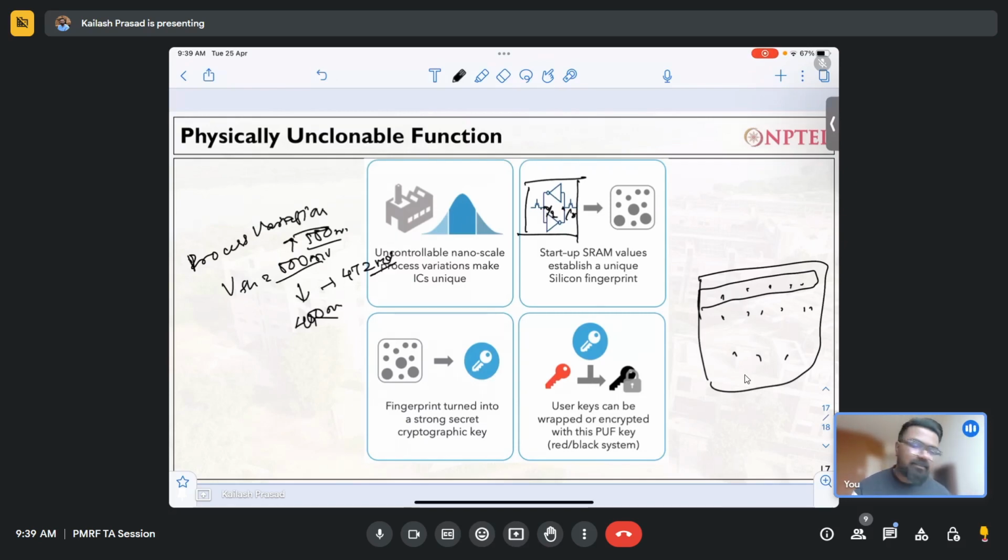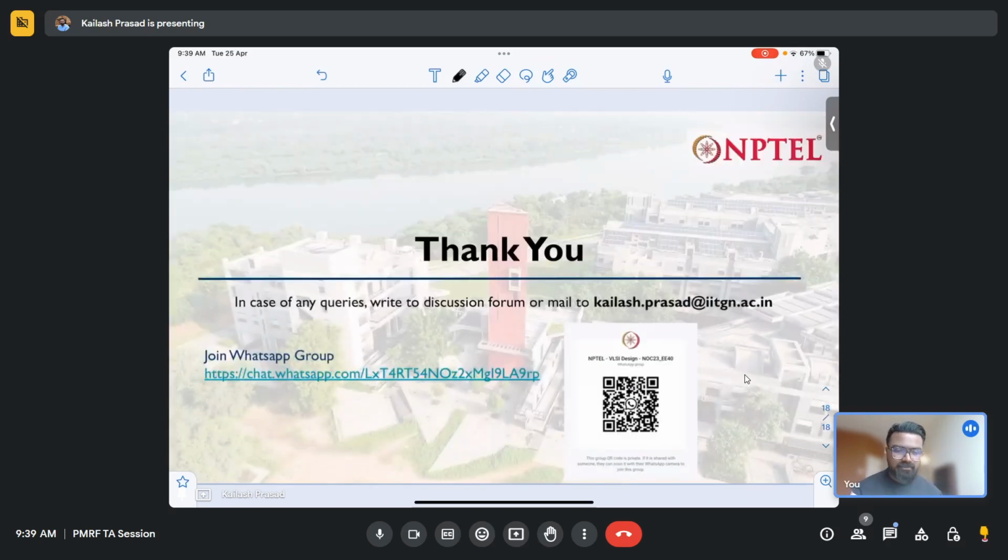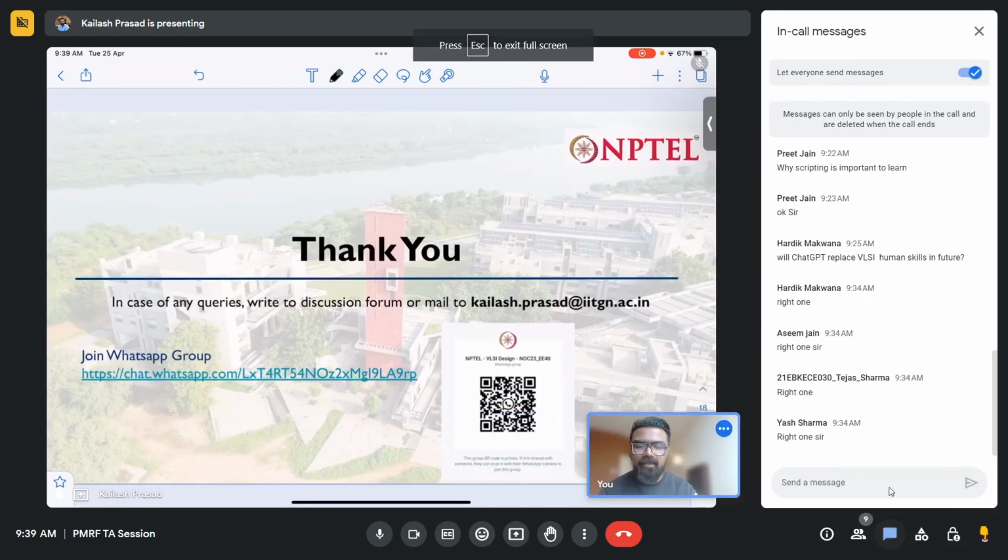I have just given you four research examples, but if you are interested, you can look for the top conferences and journals. You just see what kind of wonderful research is going on. These are very few, maybe four out of 500 or 1,000 research topics which are going on in the VLSI domain. So I hope you have learned something from this session. Now, if you have questions, you are free to ask. I will be happy to answer all the questions.